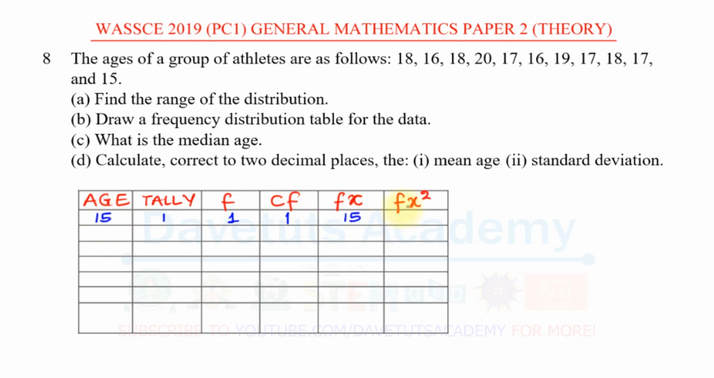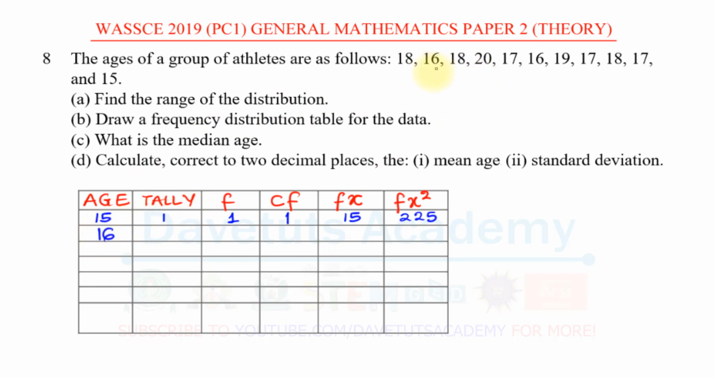Okay. And then Fx square is the frequency multiplied by the square of x. The square of x is 15 raised to power 2. That is 225. Then 225 times frequency 1, that's still 225. Now this is what we need to do in all these cases, and then we can move on to the next data. We have 16.